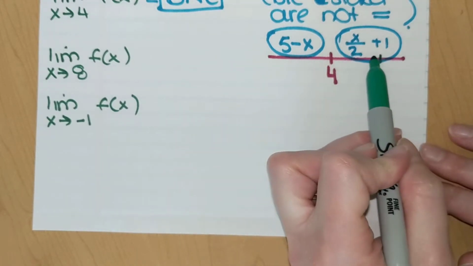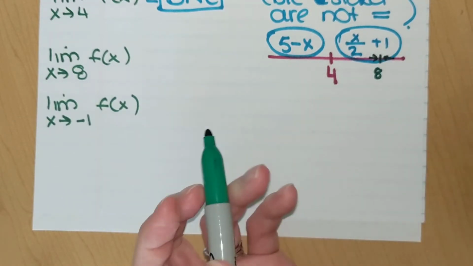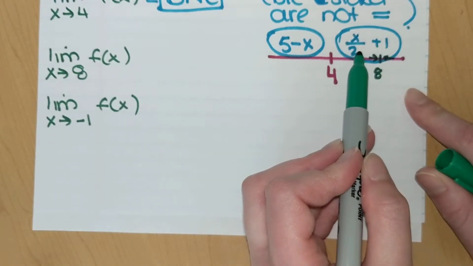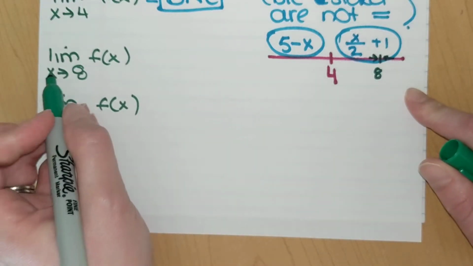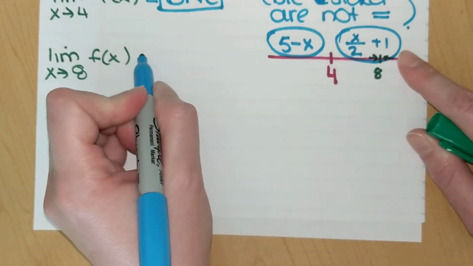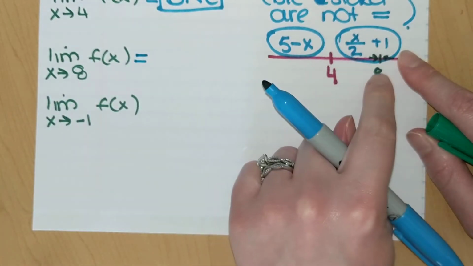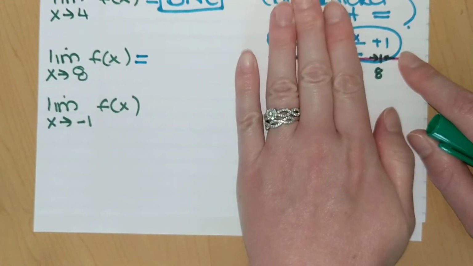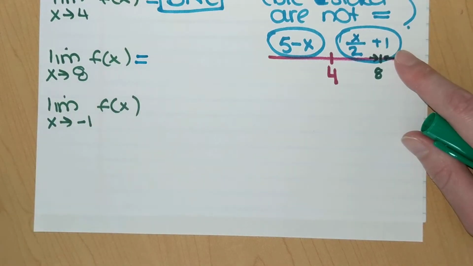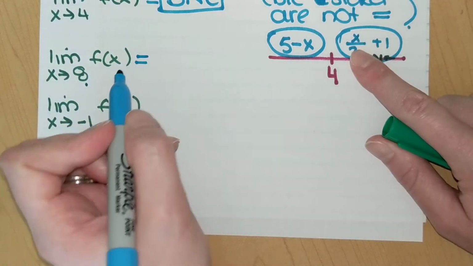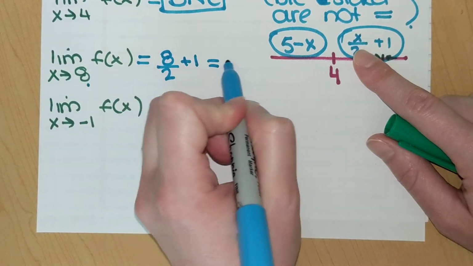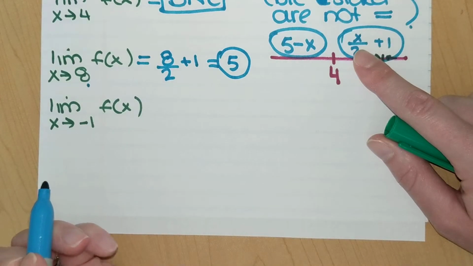And you'll notice that if you come in from the left-hand side or the right-hand side, it doesn't matter which side you come in from at 8, you're always going to be using this x over 2 plus 1. So because when x is going to 8, you're always at this x over 2 plus 1, you do not have to plug into both of these pieces, because at 8, the only function that will matter will be this x over 2 plus 1. So you'll just plug the 8 into this function. So you'll have 8 over 2 plus 1. That gives you 4 plus 1. So that gives you 5 as your limit.